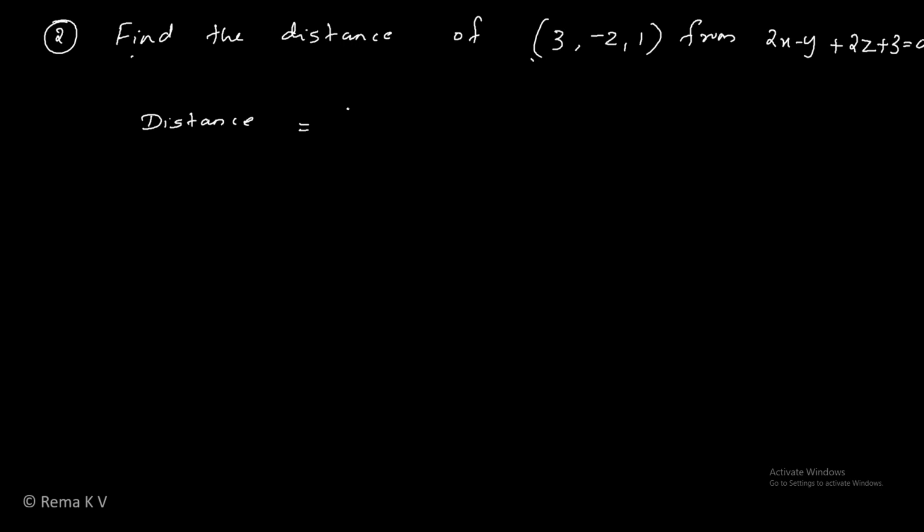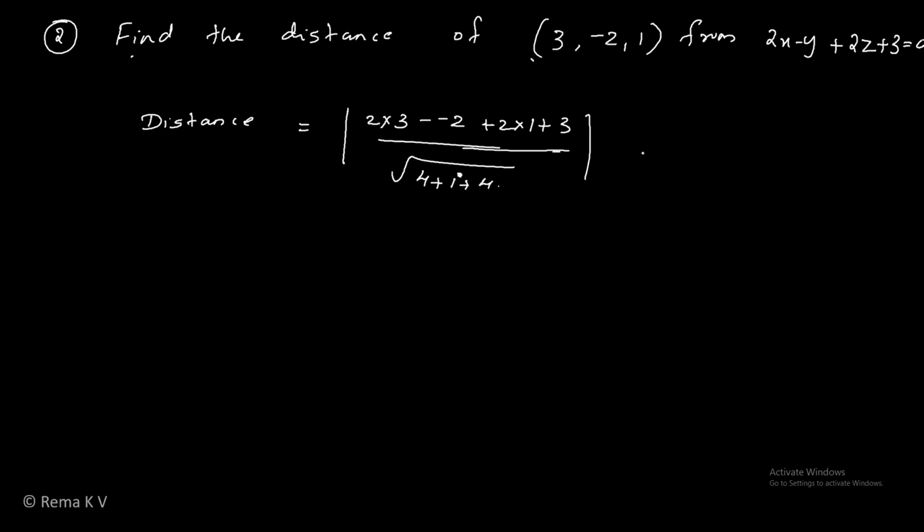So we can write this as modulus of 2 into 3 minus 2, then plus 2 into 1, then plus 3, divided by root of 2 square plus 1 square plus 2 square. So this is equal to 6 plus 2 is 8, plus 2 is 10, plus 3 is 13, by 3, right?